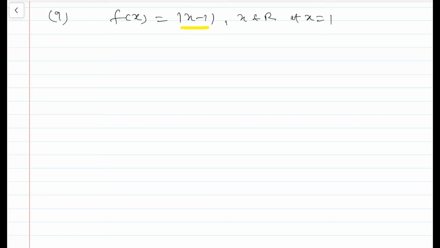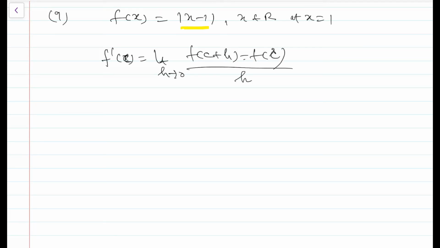We'll use the definition of the derivative. The derivative of this function, f dash x, is given by limit h tends to 0, f(c plus h) minus f(c), divided by h. Now, if this function is differentiable, this limit should exist and be finite. So how to check whether this limit exists or not? We'll find the left limit and the right limit. If both are equal, it means that the limit exists. How can we know that the limit is finite? Obviously, when this value is finite, it will be finite.